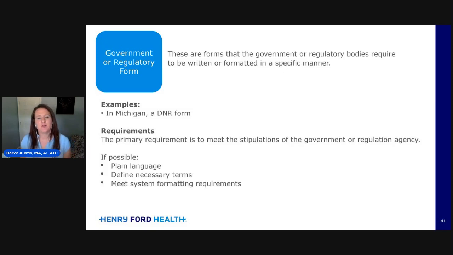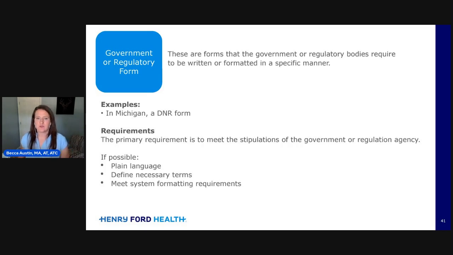So then government or regulatory forms. These are forms that the government or regulatory bodies require to be written or formatted in a specific manner. Caveat to that: pretty much all of our forms have some sort of requirement, whether legal, regulatory, or government guided. However, a lot of them just say you need a type of form. Here's loosely what needs to be in there, and then they leave it at that.